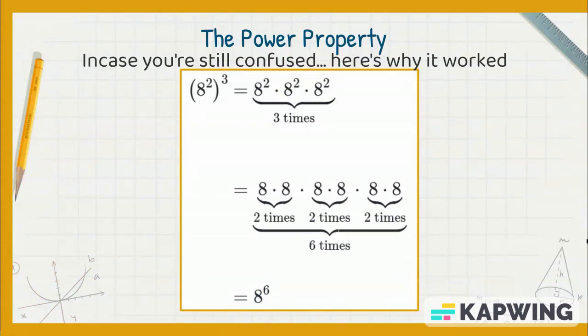If you're still confused, that's okay. Let me explain why that worked. So 8 to the power of 2 raised to the power of 3 pretty much means 8 to the power of 2, 3 times. And we know that 8 to the power of 2 just means 8 times itself, and that gives us a total of 8 times itself a total of 6 times.